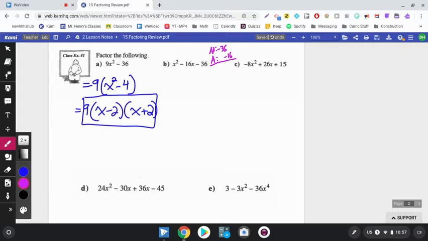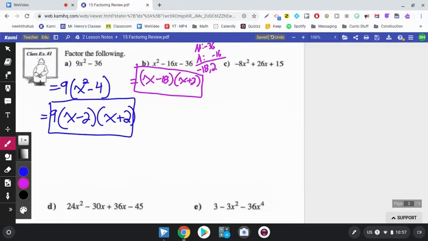Well, that would be negative 18 and positive 2, which allows me to jump right to my answer, x minus 18 and x plus 2. Those are my two factors. X minus 18 is a factor, x plus 2 is a factor. So whenever I have just a coefficient of 1, it's really easy to factor. I look for my magic combo and I'm pretty much done.